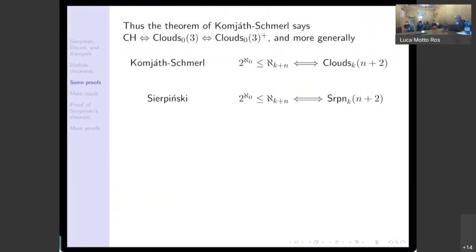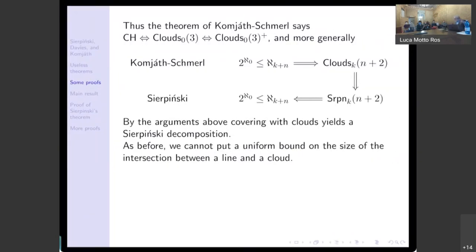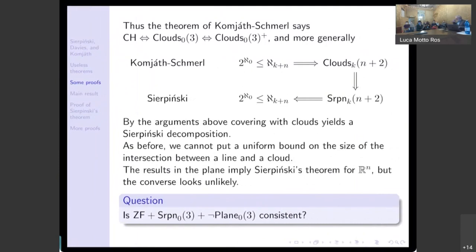And so these were the original proofs, but you can actually factor out things. It takes quite a little work, and you can preserve the complexity, which is most important. As before, you cannot put a uniform bound on the size of the intersection between the line and the cloud. And now there is a question. The results in the plane seem to imply that this is still off the ground.